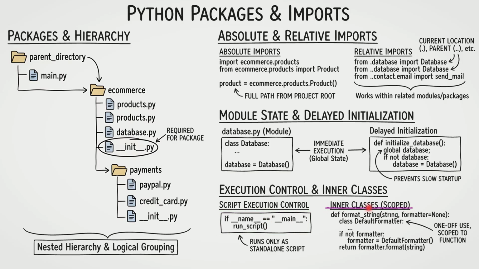Finally, let's look at inner classes. While we usually define classes at the module level, Python lets you put them anywhere, even inside a function. Here, the default formatter class is defined entirely inside the format string function. Because it's scoped to this function, nothing outside the function can ever access it. It's a great technique for one-off uses that only makes sense during that specific operation. So to tie it all together, methods reside in classes, classes are organized into modules, and modules can be grouped together into packages.